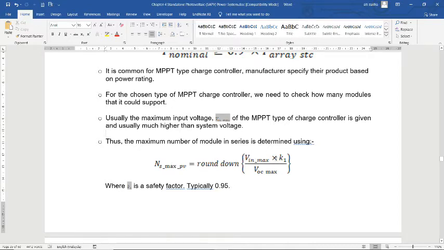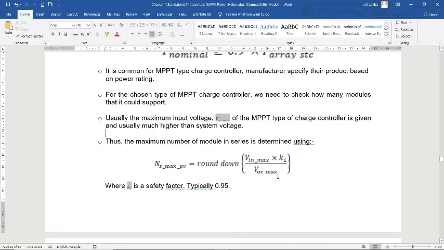V in max multiply with K1. K1 is the safety factor. Typically for Malaysia climates we use 0.95. Okay, this is because it depends on the temperature. We use 0.95 because when the temperature is low, of course the voltage will increase. That's why we put 0.95 as the safety factor, which is 5%.